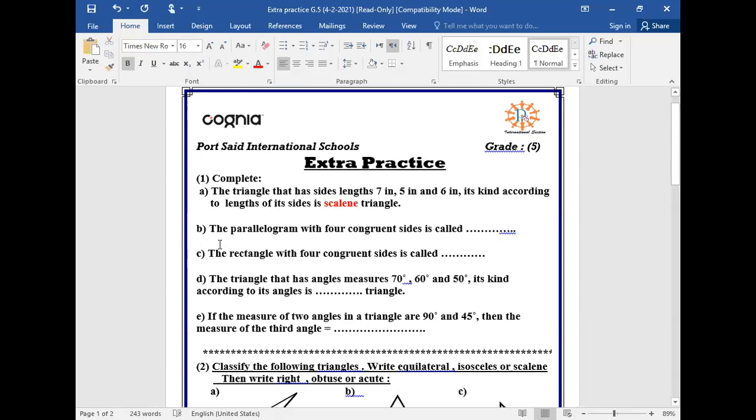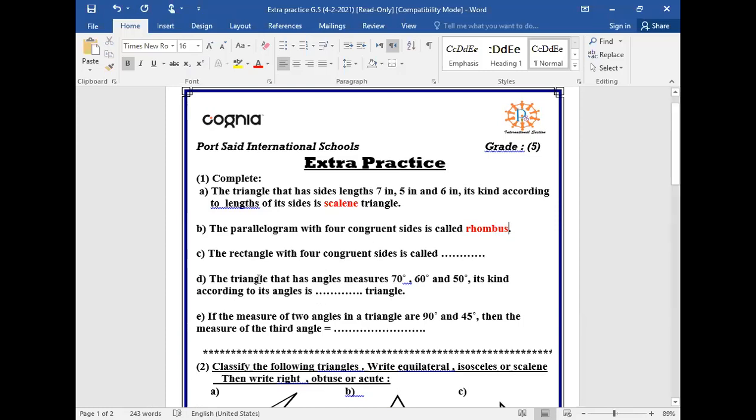Okay, B. The parallelogram with four congruent sides. Yasin al-Duwaini, what is the name of this figure? If the parallelogram has four congruent, means equal, sides. Rhombus. Yes, thank you. Okay.